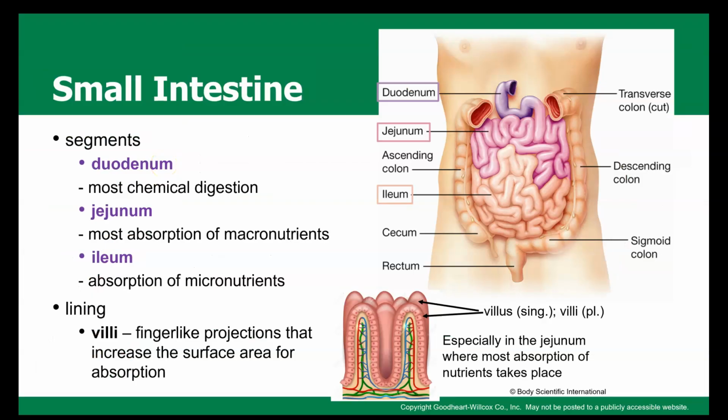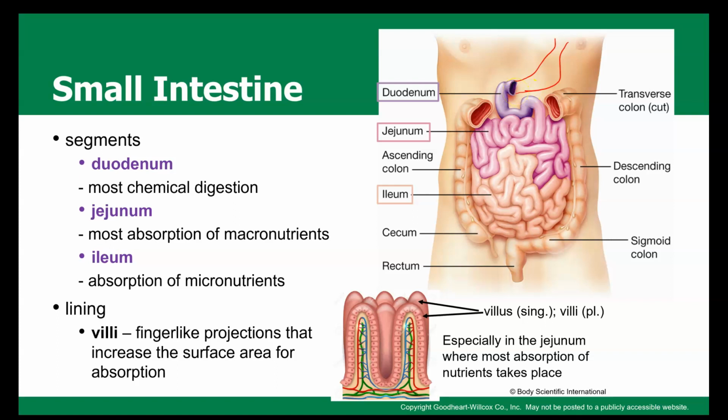Okay, so once we leave the stomach, we enter into the small intestine, and there are three regions of the small intestine: the duodenum, the jejunum, and the ileum. So we just go into each one of those in order. So the stomach would be hooked up here. And so now we're going to the duodenum, which is first.